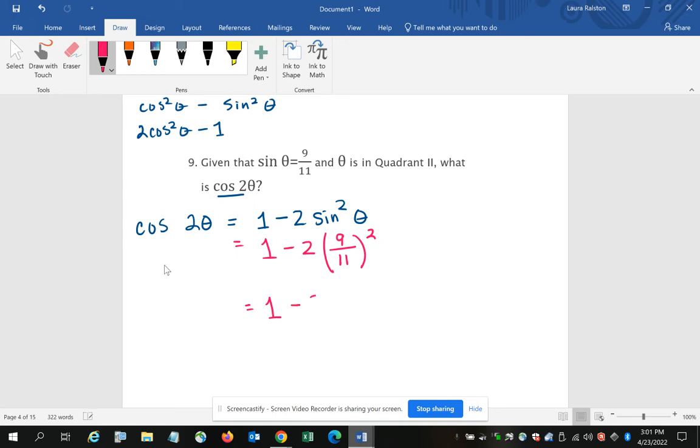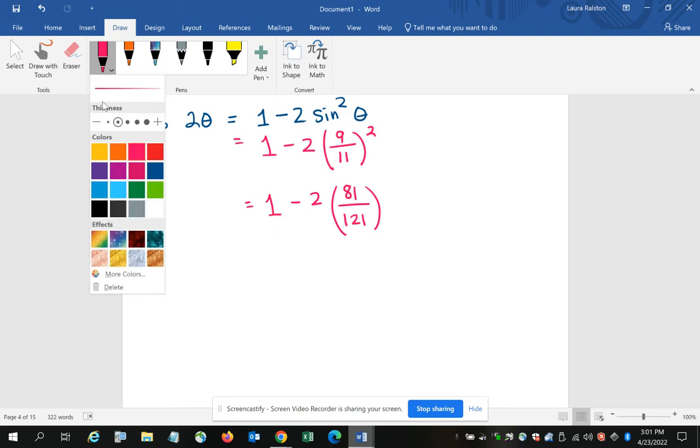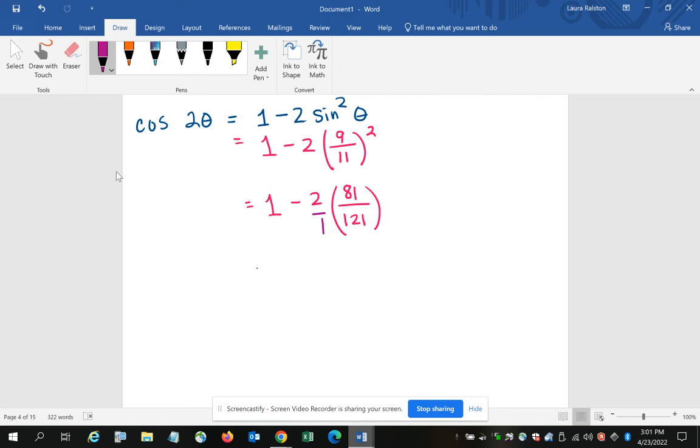1 whole minus 2 times 9 squared. 9 times 9 is 81. 11 times 11 is 121. Okay, remember to turn your whole number into a fraction. We put it over 1. So this becomes 1 whole minus 2 times 81. Okay, so 2 times 81 is 162 over 121.